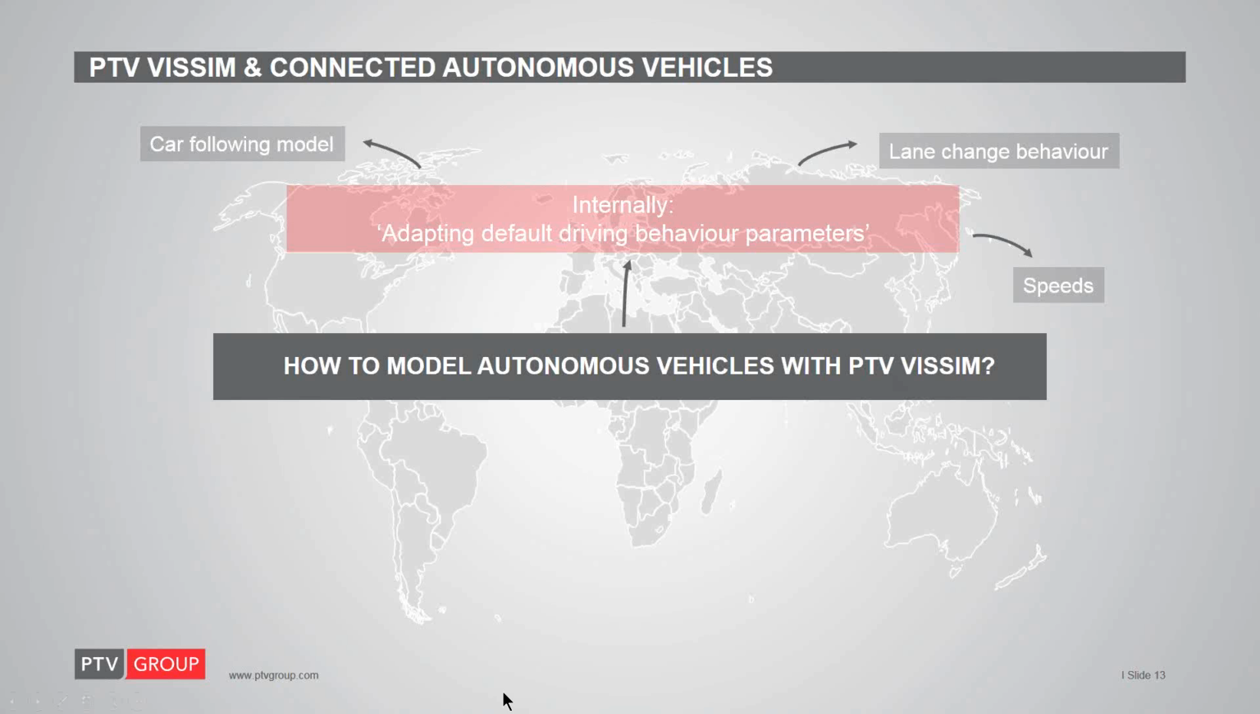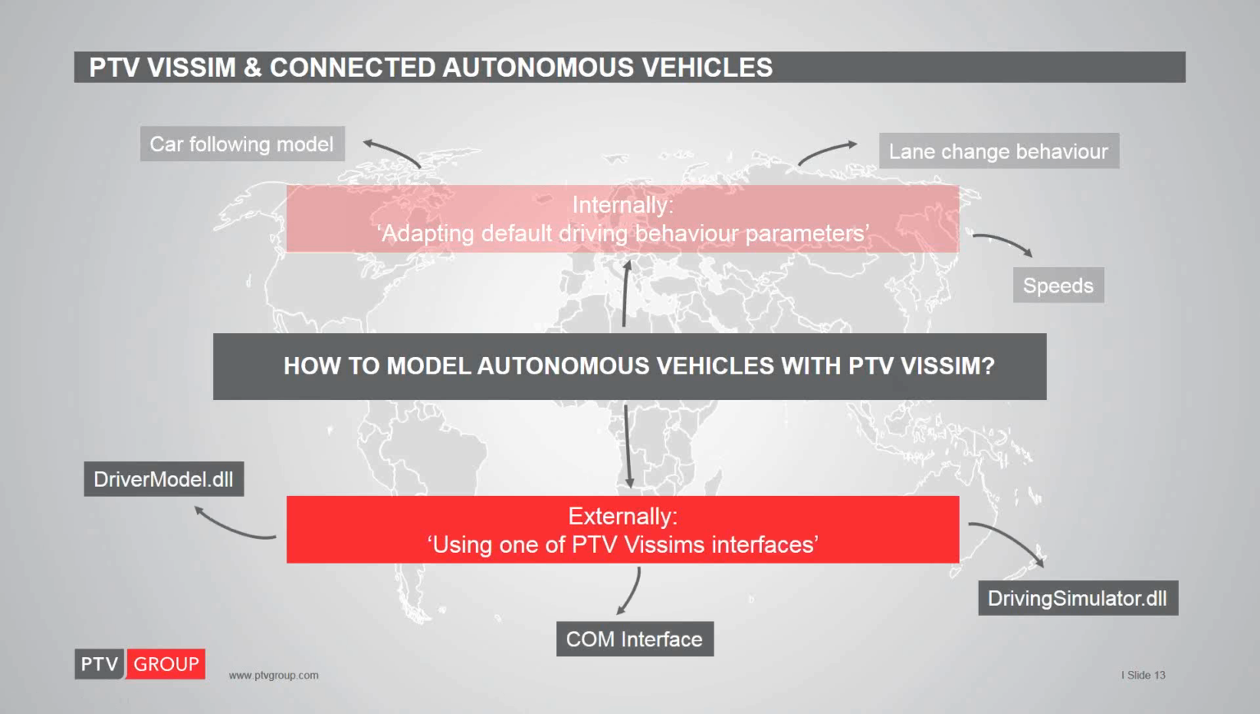I'll show you a little bit more about the capabilities of scripting in PTV Vissim. What you can do externally for modeling connected and autonomous vehicles, making use of one of the 3 interfaces which are suitable for connected and autonomous vehicles. I'll later explain the driver model and the driving simulator, and now show some examples on the COM interface.